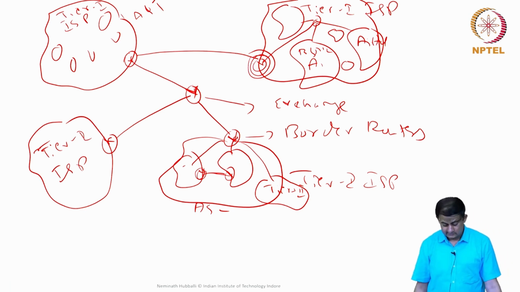So if that is the structure, how do we engineer or build such scalable routers which can perform these operations in real time? That is the question we want to ask in this part of the course.